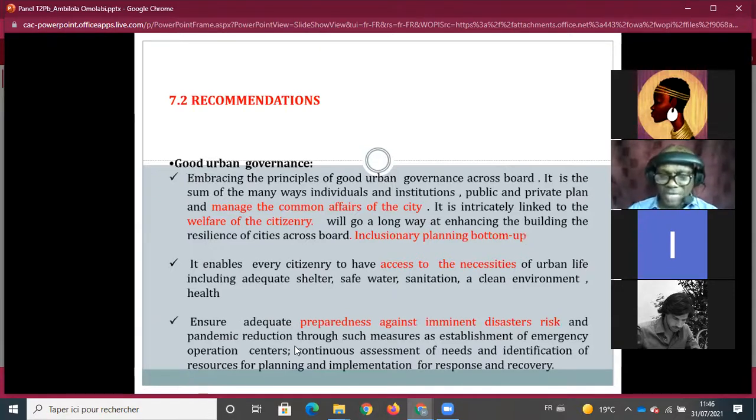Good urban governance means let's have inclusionary planning, where everybody, the government, the private sector, the citizen are brought together to think out of the box, how they can improve the welfare of the people. They should have access to basic needs of life, and then the government should ensure, coupled with the people, preparation towards the future occurrence. The second one has to do with urban regeneration.